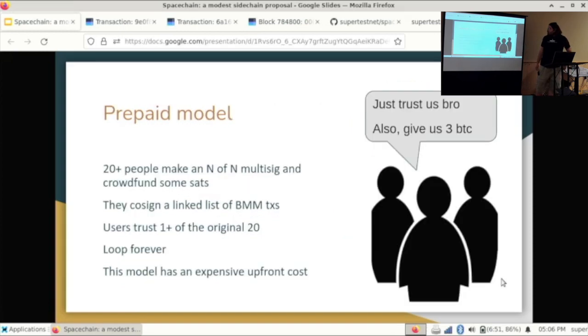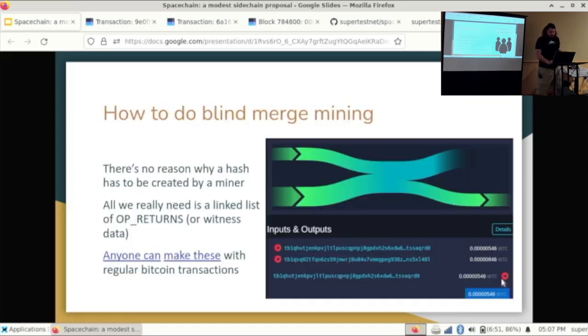How do you fix it, though? Well, there's a couple of ways to fix it. One of them does not require a soft fork. There's a prepaid model. To use the prepaid model, 20 people make a multisig and they crowdfund some sats to get this multisig going. And they co-sign a linked list of merge mining transactions. There's a lot of words here, so let me go back and illustrate it with some graphics.